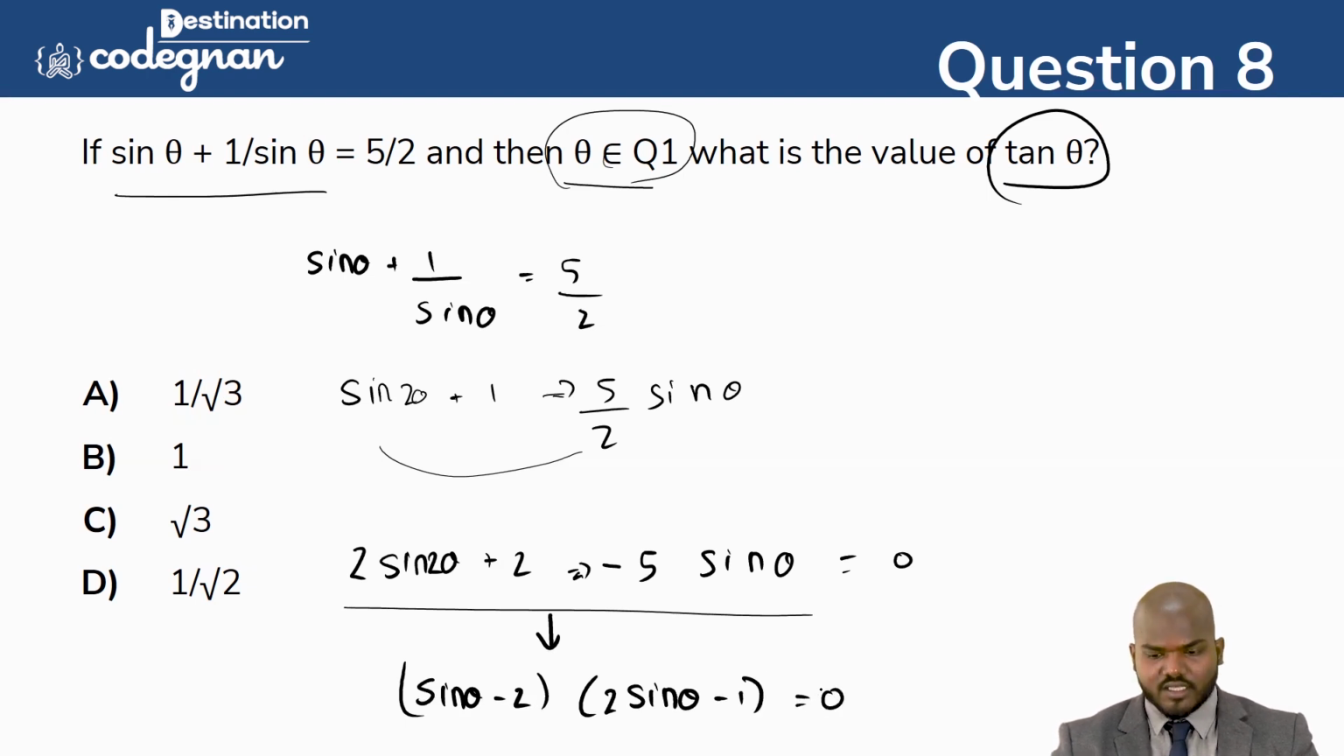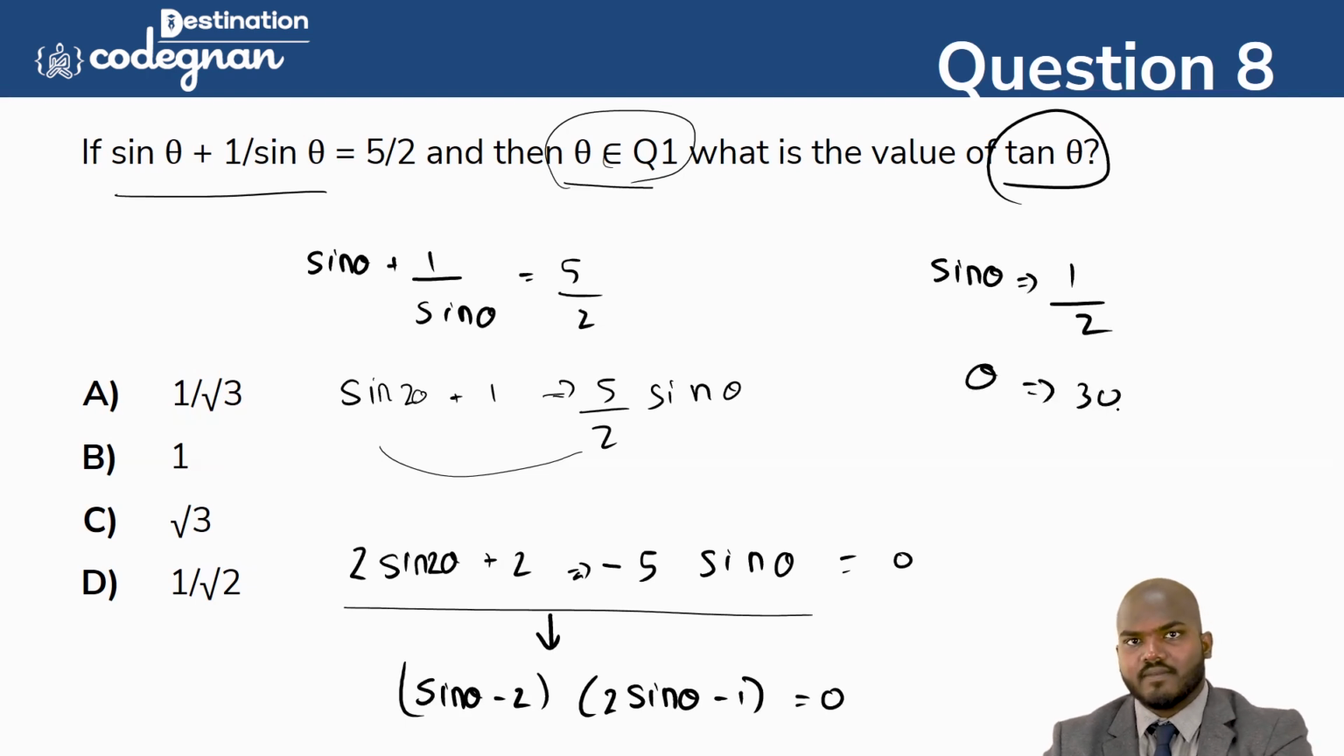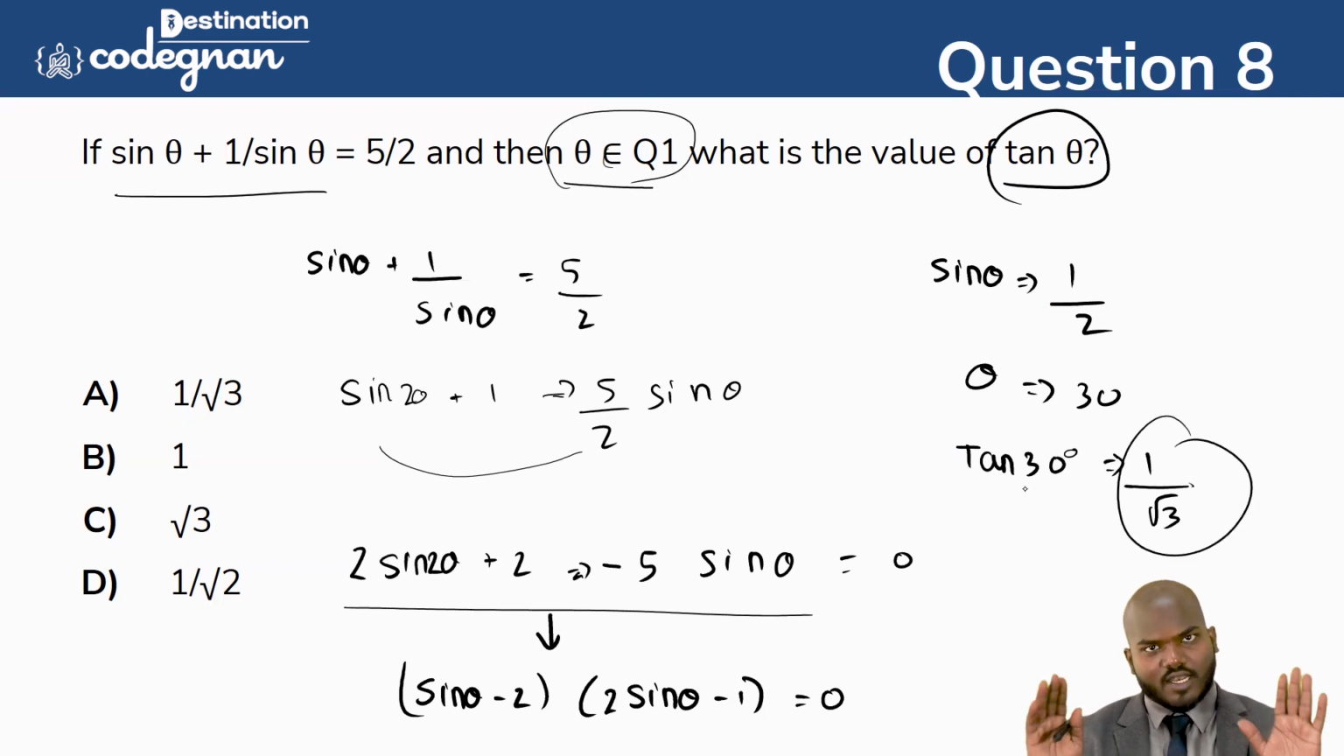If you apply this, you will get the answer: sine theta is equal to 1 over 2. You can get theta as 30 degrees. You can define this one and solve that. That is, tan theta is equal to 1 over root 3. So I have dealt with this one.